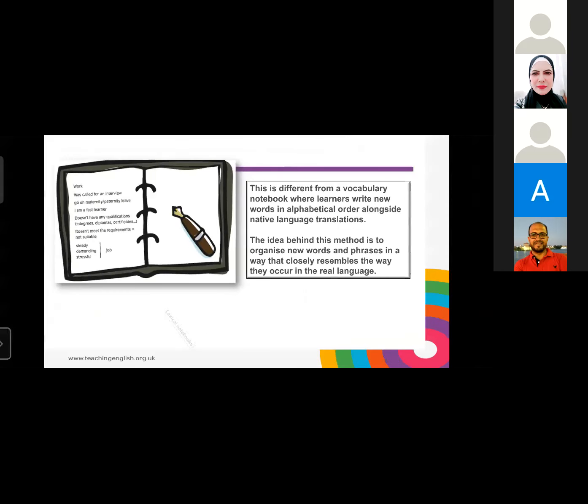Okay, my friends, is it okay till now? And here is lexical notebooks. Also, we can ask them to write the part of speech. Is it a noun, a verb, an adjective? To write the antonyms. For example, hot, the antonym is cold. To write a sentence, to write a definition, and stick a picture, of course.